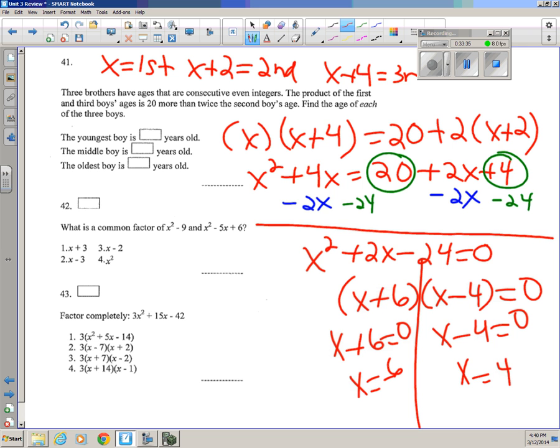We're talking about ages. Ages can never be negative. 4, first brother, he must be 4. Consecutive even integers, followed by 6, followed by 8.